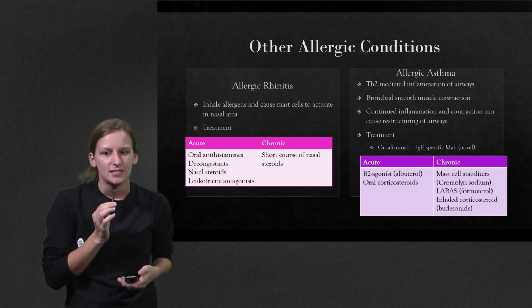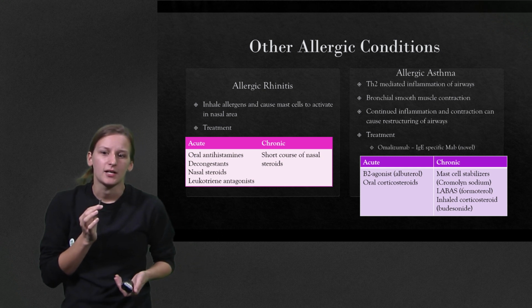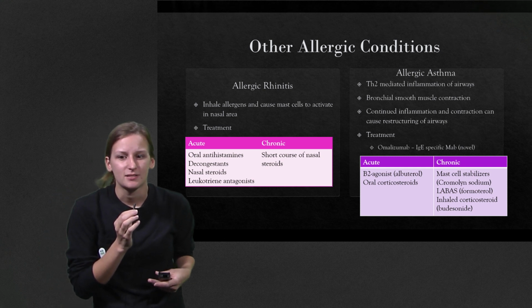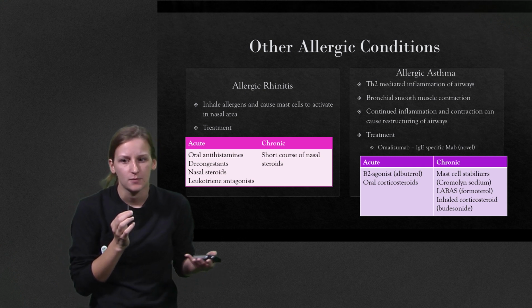And you can actually treat this similar to how you would treat regular asthma. So you can have albuterol, you can have corticosteroids. You can use mast cell stabilizers long term. These ones take a while to work, so it might not be good for an acute case, but for a chronic case, that would be great.